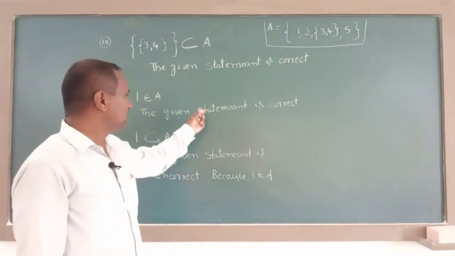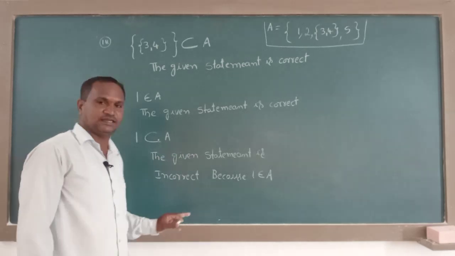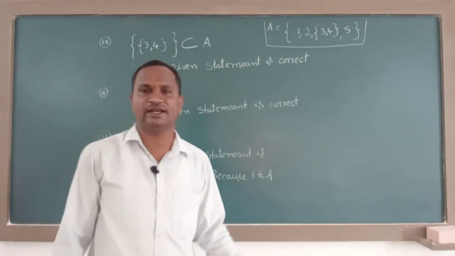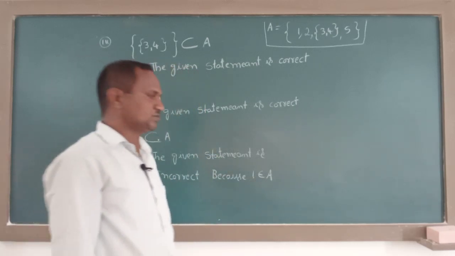We are writing correct or incorrect. But if it is incorrect, then we should write the reason. If it is correct, there is no need of writing a reason here. Now let us go on to solving other questions.